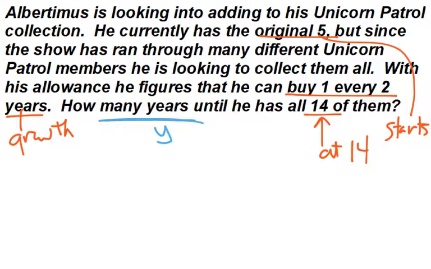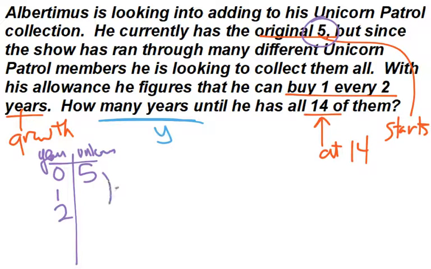Now, this one's a bit trickier, so it sometimes can be useful to think of a T-chart. So we're thinking, in years, starting at 0 years, how many did he have? Well, he had 5. That's where we started. Then in 2 years, we're going to add one more, because he'll buy one every 2 years. So we'll have 6. Year 3, none. Year 4, we'll have 7, and so on. We can use that to figure out the answer, but if we want an equation, we need another way.